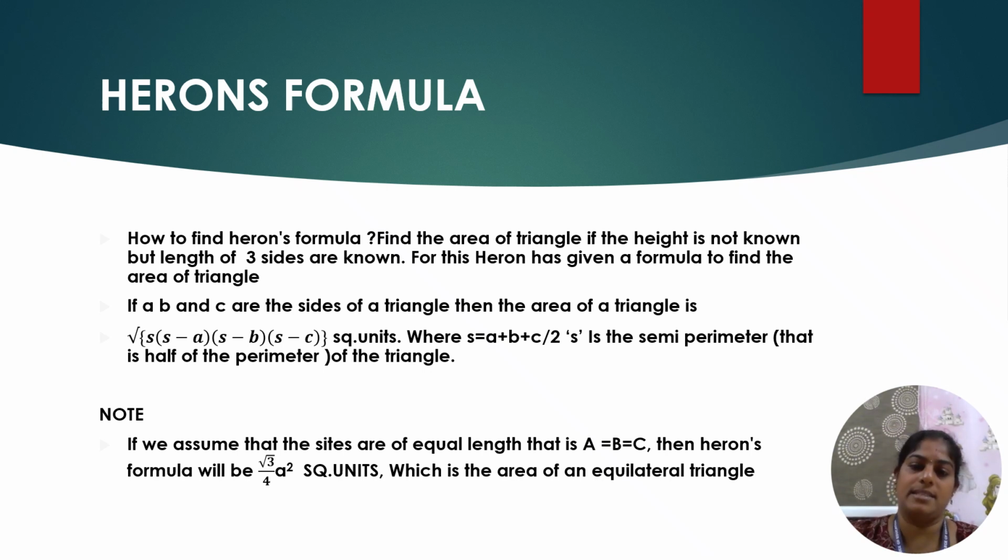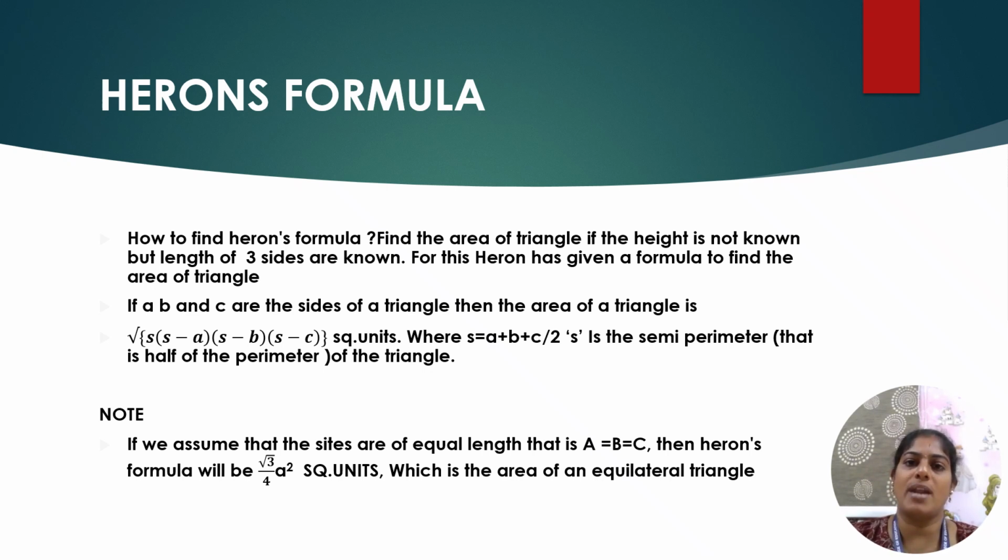Now what is s? s is nothing but the semi-perimeter. That is, half of the perimeter is called s. The semi-perimeter of a triangle is called s. Now how to calculate the s value? Your semi-perimeter is nothing but a plus b plus c divided by 2. By that you will calculate the value for s. After that you will substitute in Heron's formula. So this is the general case.